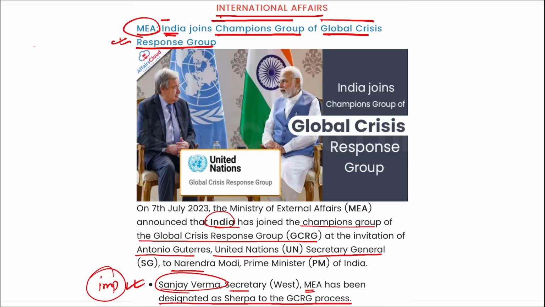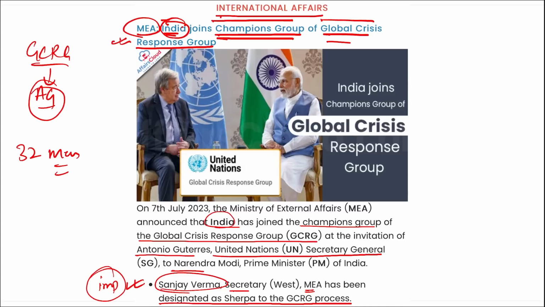Correct. Then remember, who will chair the GCRG, the Global Crisis Response Group? This GCRG will be chaired by Antonio Guterres, who is the Secretary General of United Nations. Then remember, this GCRG is a 32 members group that ensures high level political leadership. Correct. So coming back, friends, which country joined? It is India. They have joined this Champions Group of Global Crisis Response Group, right? Who will be the Sherpa to this GCRG process? Sanjay Verma. And this group contains 32 members, and this group will be chaired by whom? Antonio Guterres.